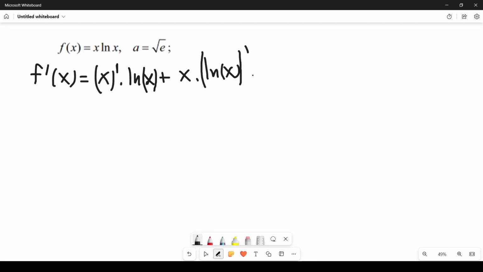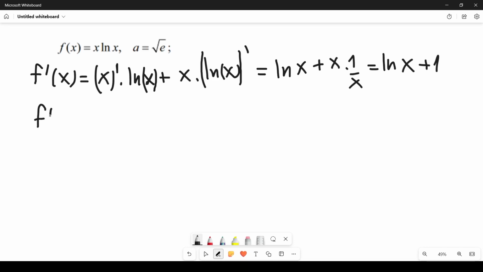And now I'm not going to write that in detail, but this is going to lead us to ln of x, because the derivative of x is 1, plus the derivative of the natural logarithm is 1 over x, as we saw before, but times x, which is just x times 1 over x, and that is 1, and that is just the natural logarithm of x plus 1. And that is our first derivative.